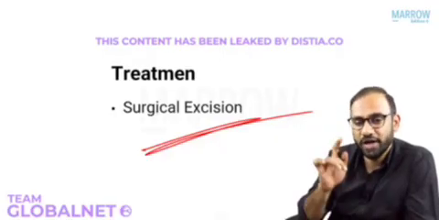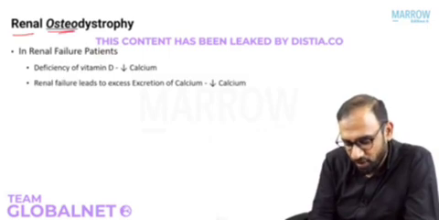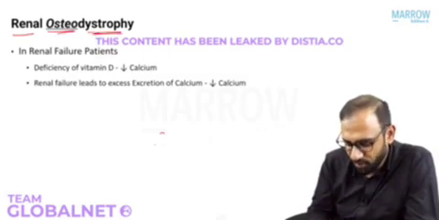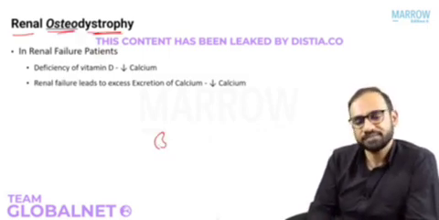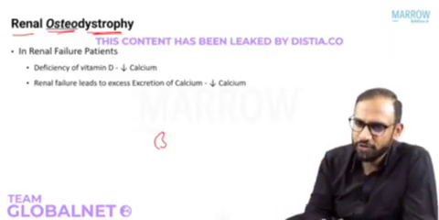This is seen in patients who have renal failure. So what is the story here? What is this renal osteodystrophy? This is a patient who has renal failure. Okay, kidney fail hai. Kidney fail hai. So if kidneys failed, what are the problems you will notice?